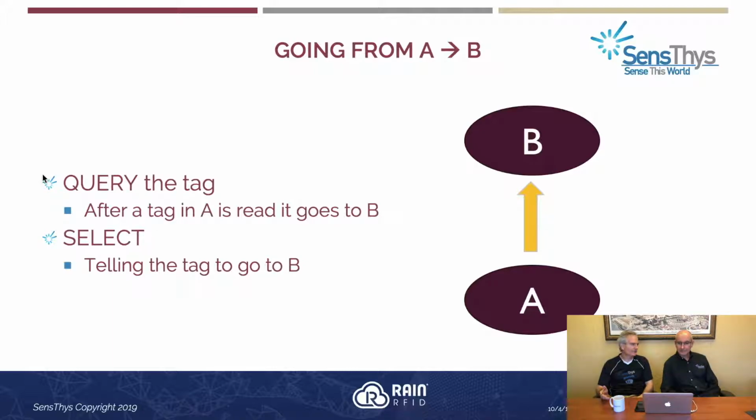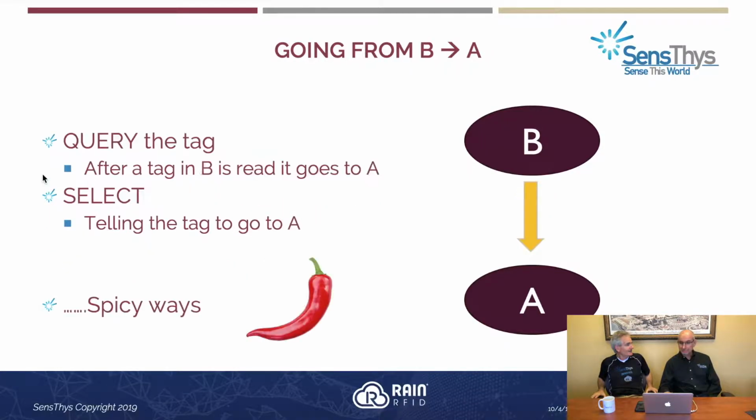Okay, so how do you go from A to B? There are 2 ways that you can go from A to B, and that's either using the query command, which is basically accessing the tag or reading the tag. That's, for example, interrogating on the EPC, or you can just do a select, which does the same thing, tells the tag to go to the B state, but does it without accessing the tag or reading the tag. B to A?